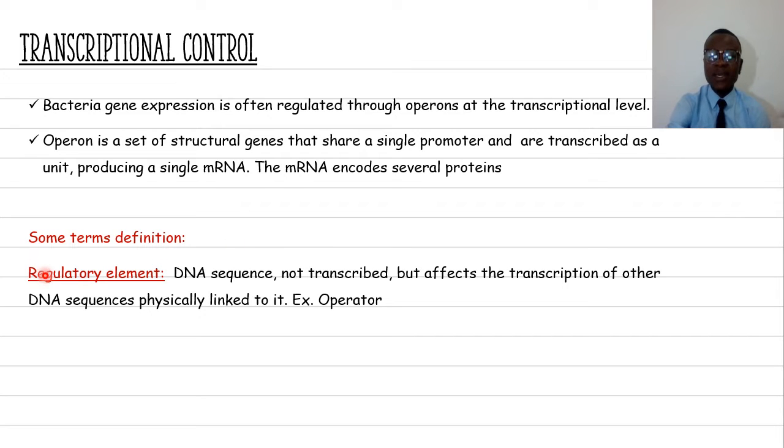So, like you see here, we have regulatory elements. Regulatory elements in the structure of the DNA are just DNA sequences that are not transcribed, but they affect the transcription of other DNA sequences. You're going to see a lot of regulatory elements. An example of one such regulatory element is the promoter or the operator. These segments of the DNA are not transcribed; however, they regulate the expression of other segments of the DNA. Let's move on.